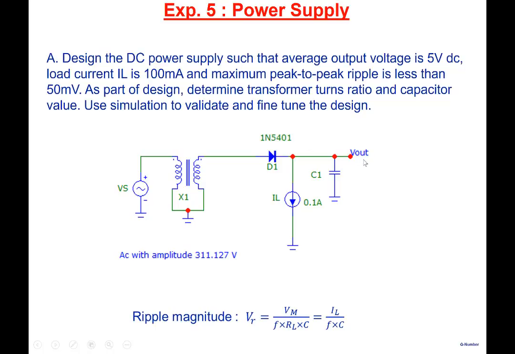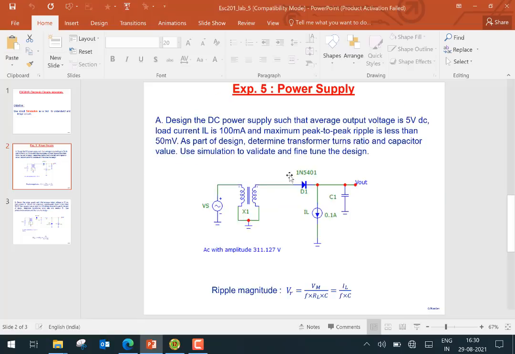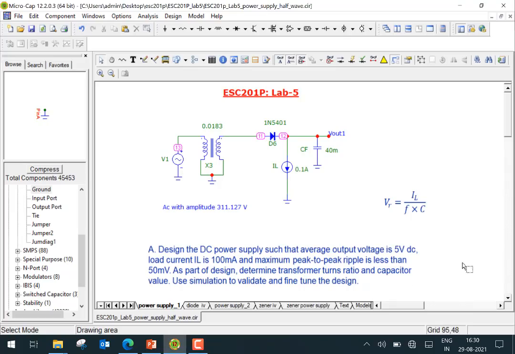Now, as part of the design, what remains is that you have to determine the transformer turns ratio and the appropriate capacitor value, and use the simulation to understand how the power supply works and also to fine-tune the design. So that's the first part of the experiment. So let's open up the simulator and see some aspects of this particular design.